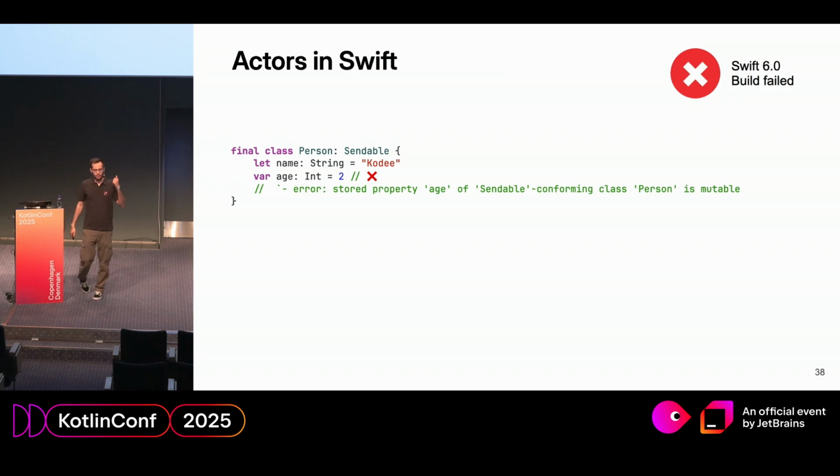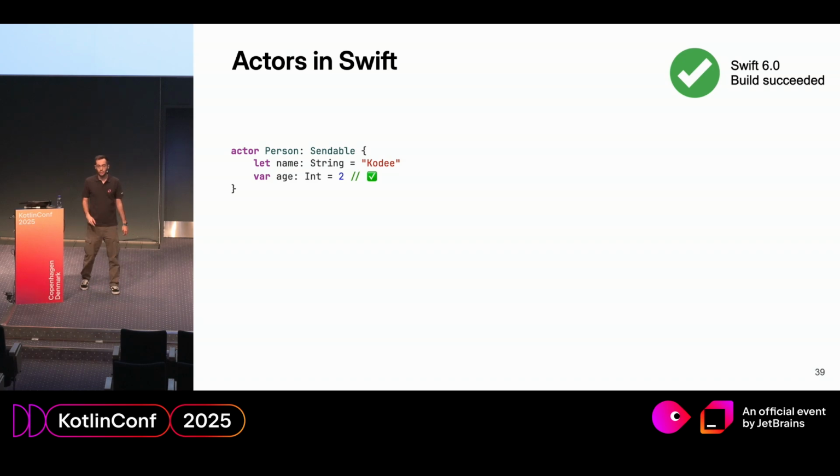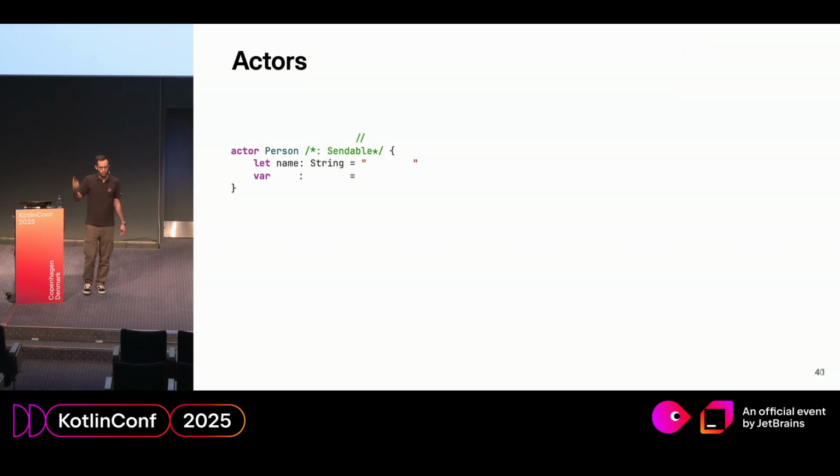So remember that example from the previous slide? Of course, we want to keep the age variable mutable because Cody will grow up. So another option that we have is to change our class to an actor. And in that case, Sendable conformance is optional because all actors are implicitly Sendable. And yeah, we'll keep going.